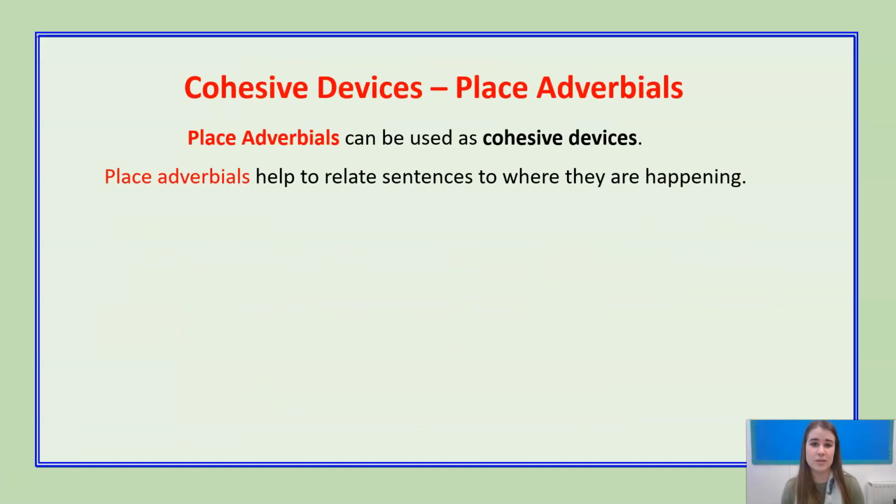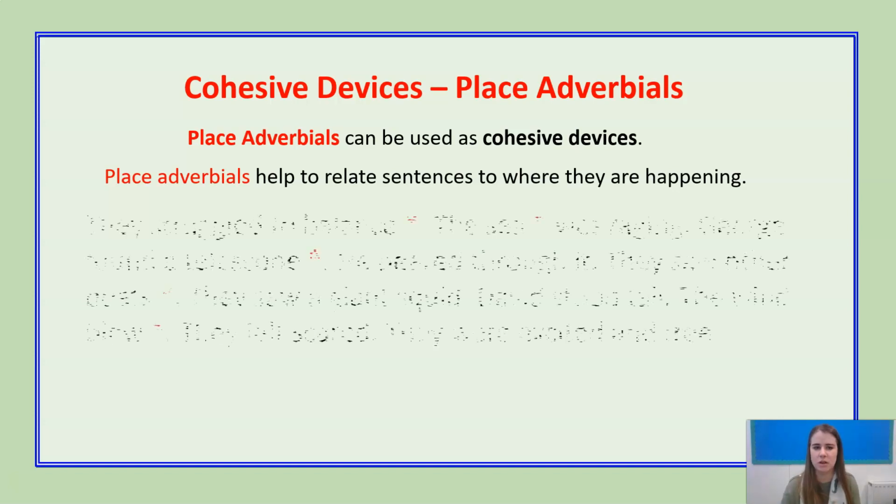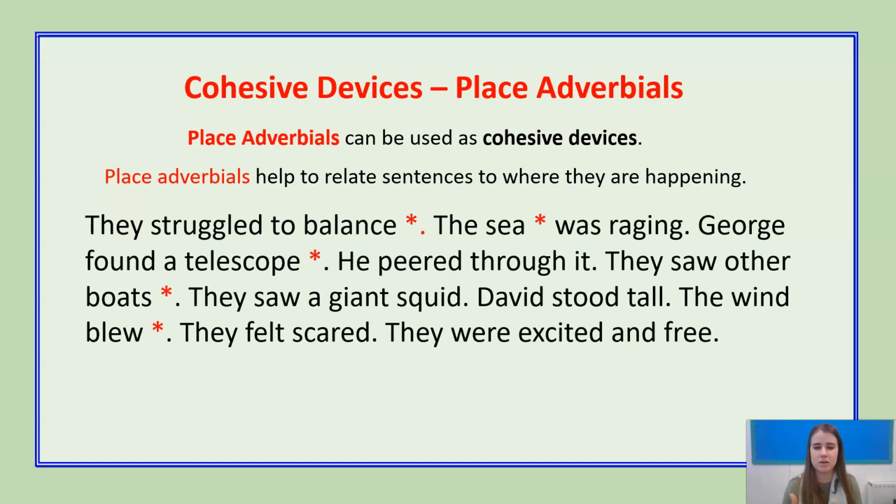Okay, let's think about using place adverbials. Place adverbials are going to help relate these sentences to where they're happening. So it's going to give us some additional information and some background knowledge. This is the paragraph I've just written. They struggled to balance. The sea was raging. George found a telescope. So I've already changed my paragraph with my pronouns.